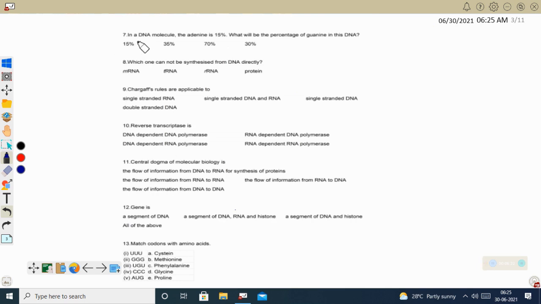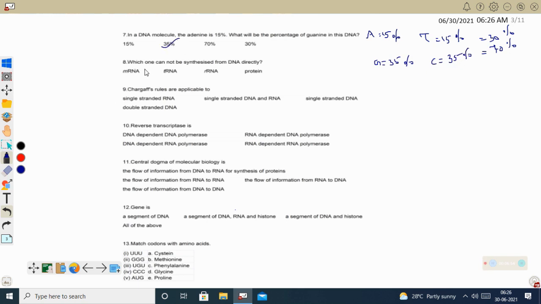Next question: in a DNA molecule, the adenine is 15%. Then what will be the percentage of guanine in the DNA? That is the question. If adenine is 15%, thymine will also be 15%, so total 30%. The remaining is 70%, right? 30 plus 70 is 100. So 70% is there, and it's half. Guanine will be 35%, half of 70, and cytosine also will be 35%. So here the correct option is 35%.